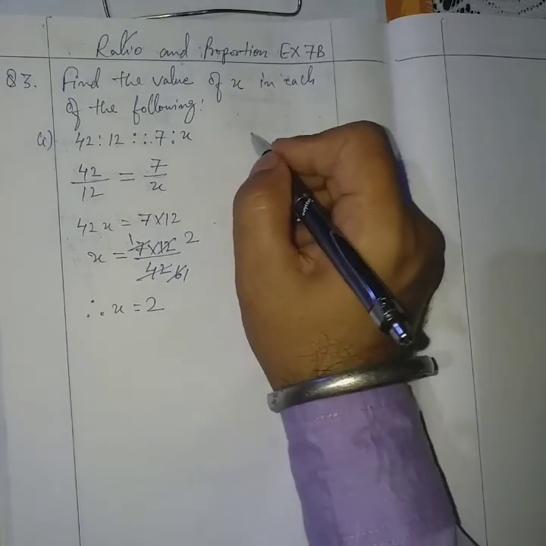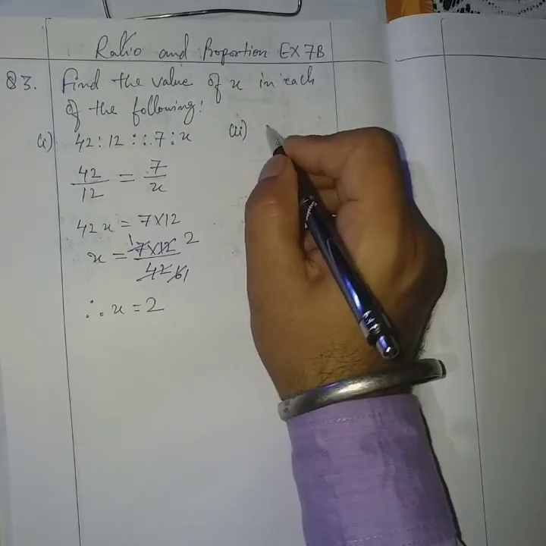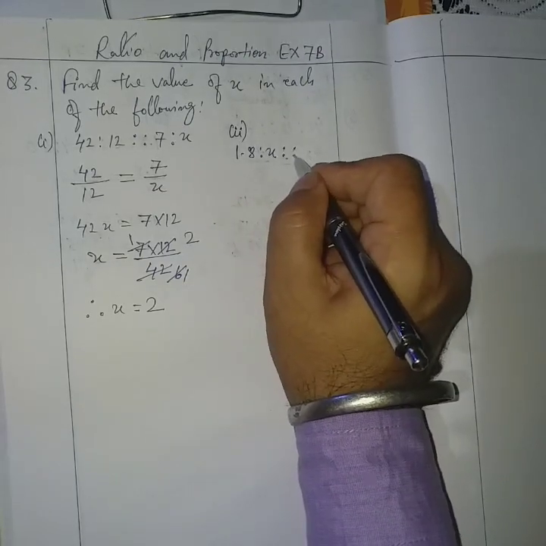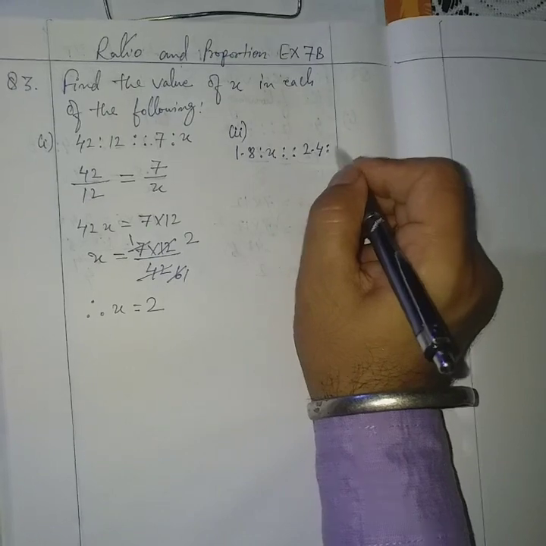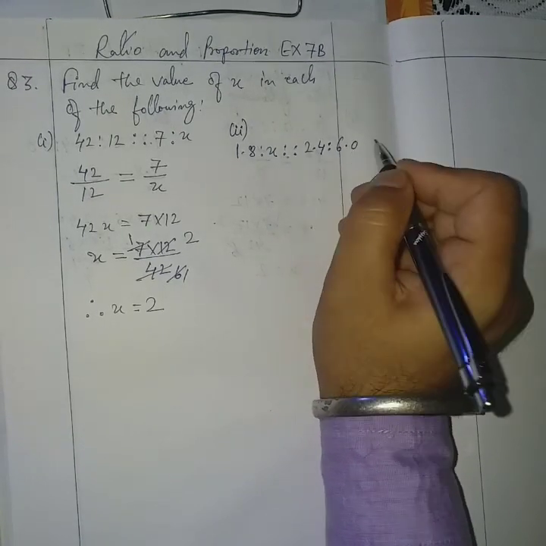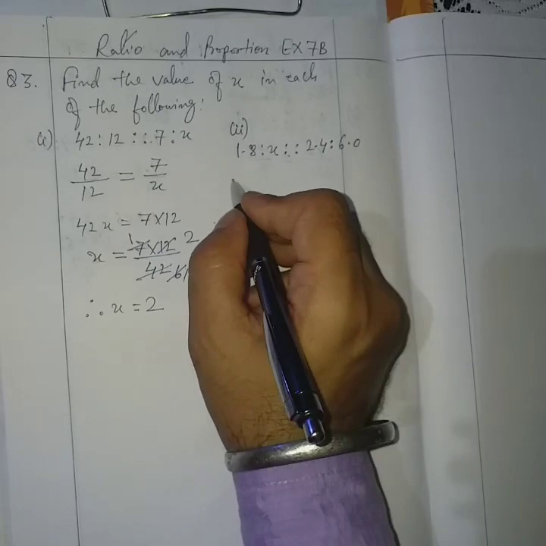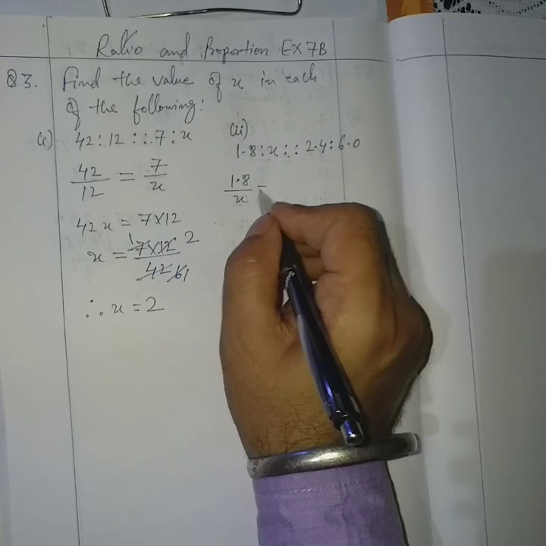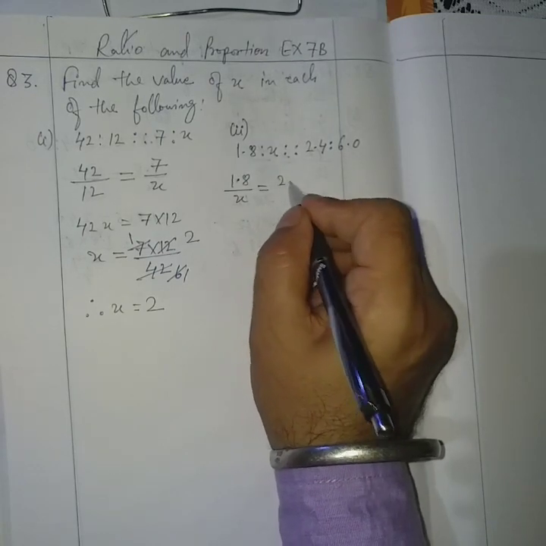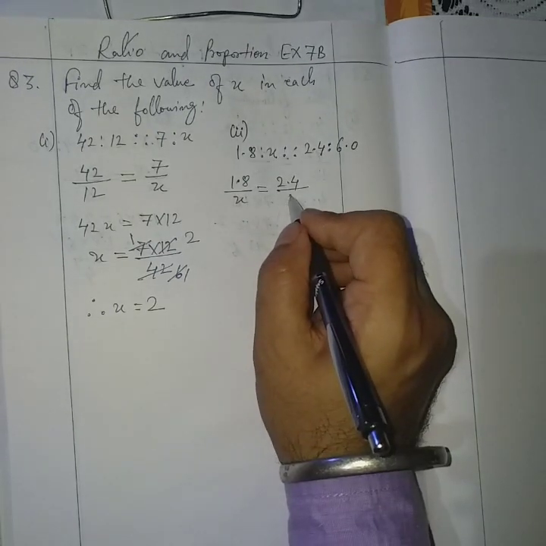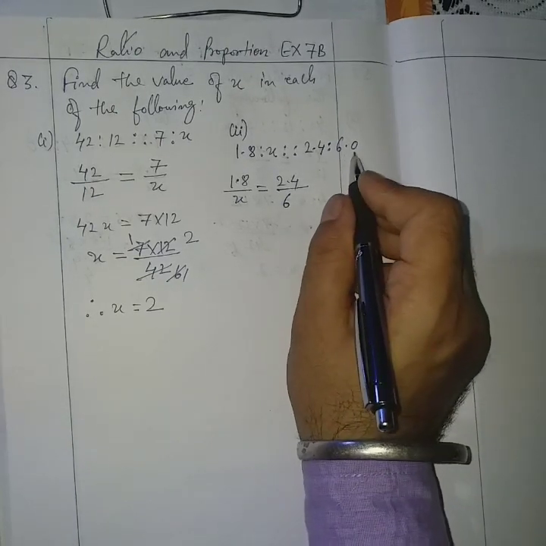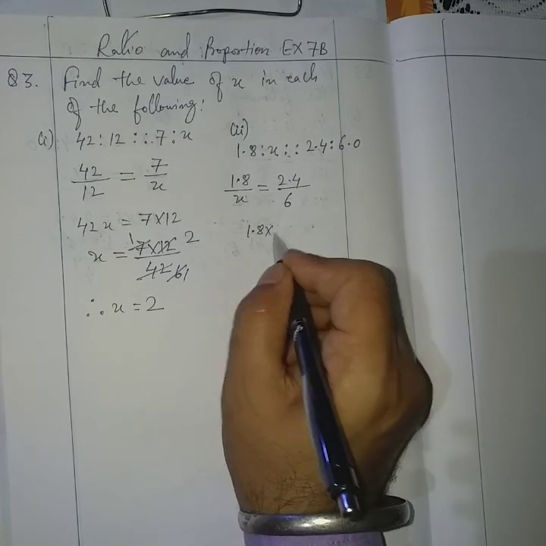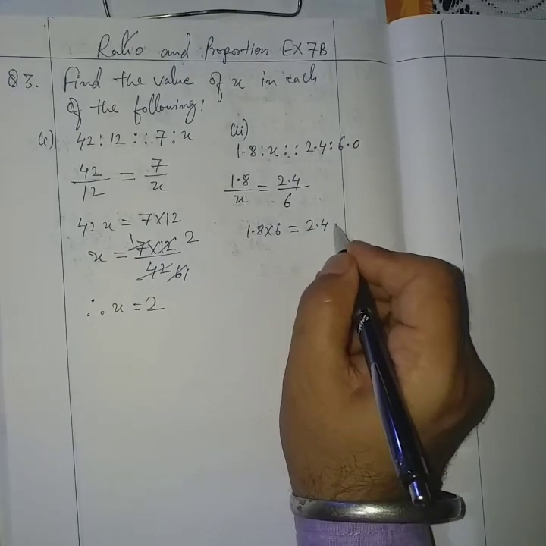Okay, now question number 2. 1.8 is to x is as 2.4 is to 6. Okay, 6.0 it is given as. So now 1.8 by x is equal to 2.4 by 6. Okay, the decimal part is neglected because it's 0 there. So 1.8 into 6 is equal to 2.4 into x.